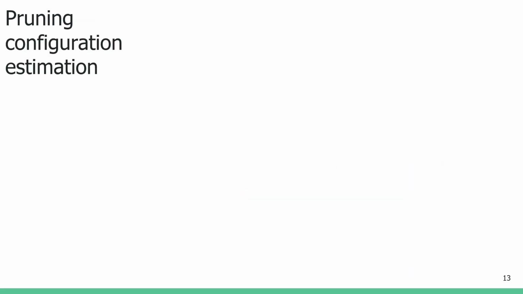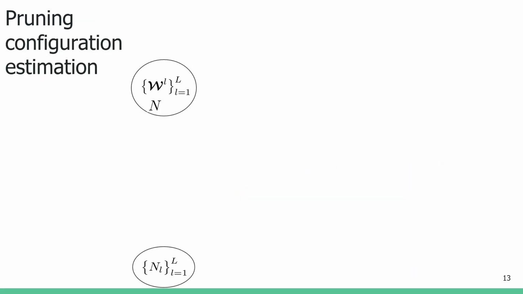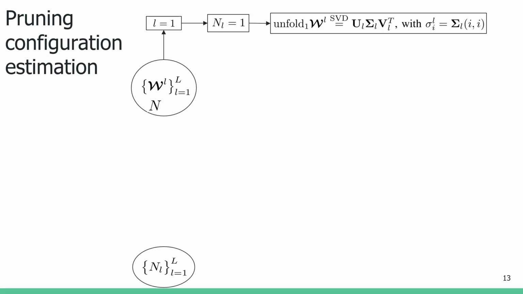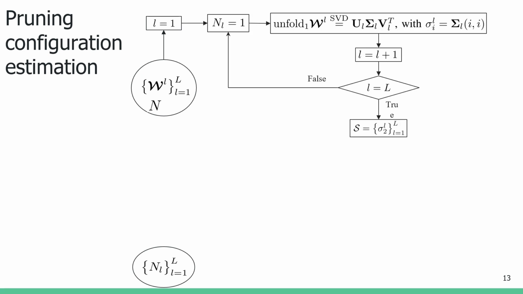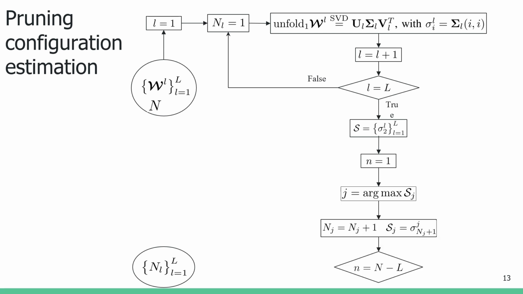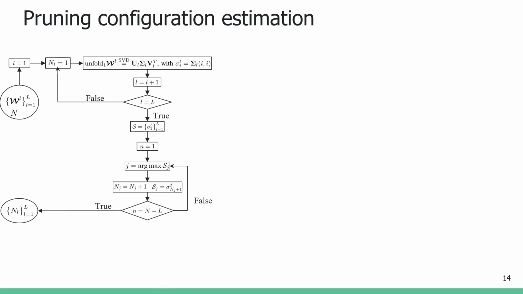Our method identifies the optimal filter configuration across layers within a constraint on total filters. The core idea is to select the largest singular values iteratively from all layers until reaching the target filter count. The algorithm picks the largest singular value in each iteration, increasing the retained filter count for the layer. This continues until the desired filter count is met.